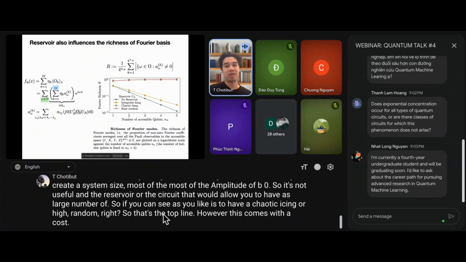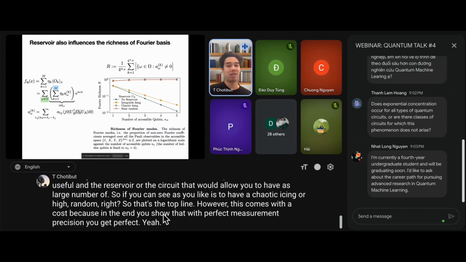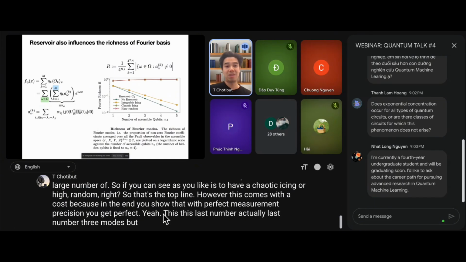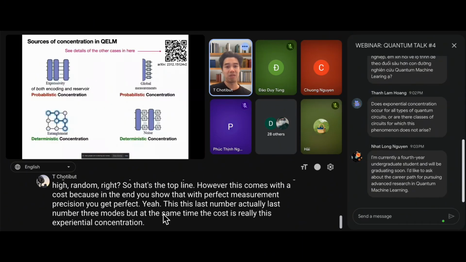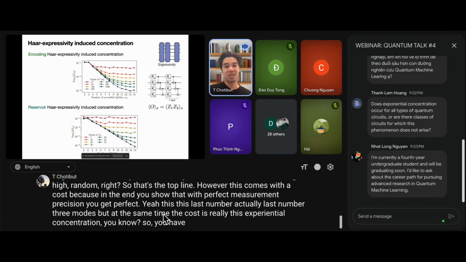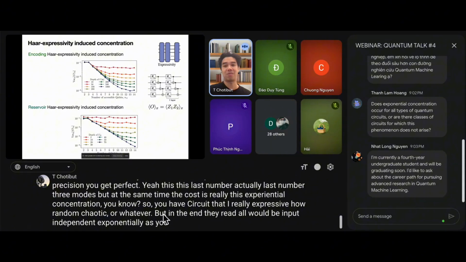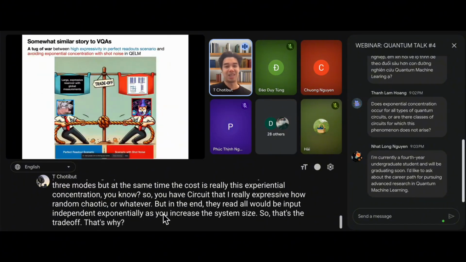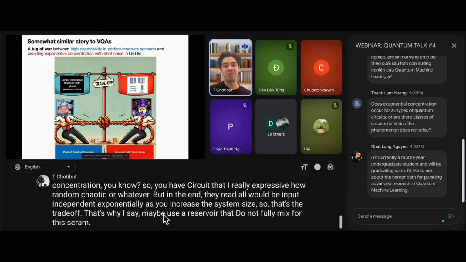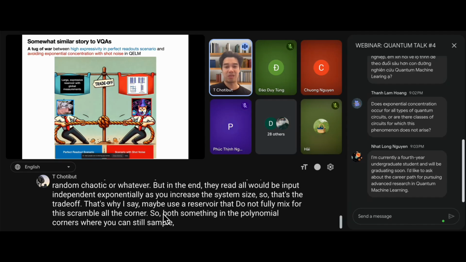However, this comes with a cost, because in the end, with perfect measurement precision, you get this exponentially large number of Fourier modes. But at the same time, the cost is really this exponential concentration phenomenon. So you have circuits that are really expressive, or highly random, chaotic, or whatever, but in the end the readout would become input independent exponentially as you increase the system size. So that's the trade-off. That's why I say maybe you use a reservoir that does not fully mix or fully scramble all the quantum observables, but something in the polynomial corners, where you can still sample enough to resolve the input-dependent output.